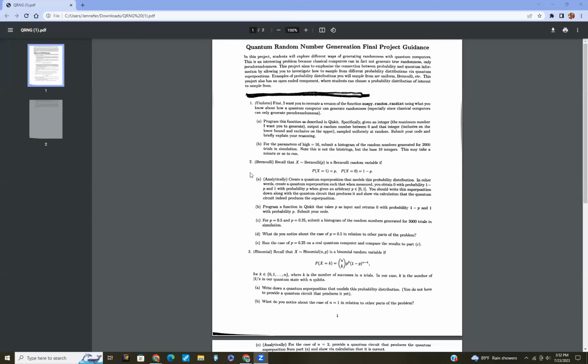So we explore all ways of generating randomness. Classical computers can't generate true randomness. The project aims to emphasize the connection between probability and quantum information by investigating how to sample from different probability distributions. The distributions are uniform, Bernoulli, etc., and also with an open-ended component where you can choose your own probability distribution. So that sounds really cool. The first questions are about the uniform distribution.